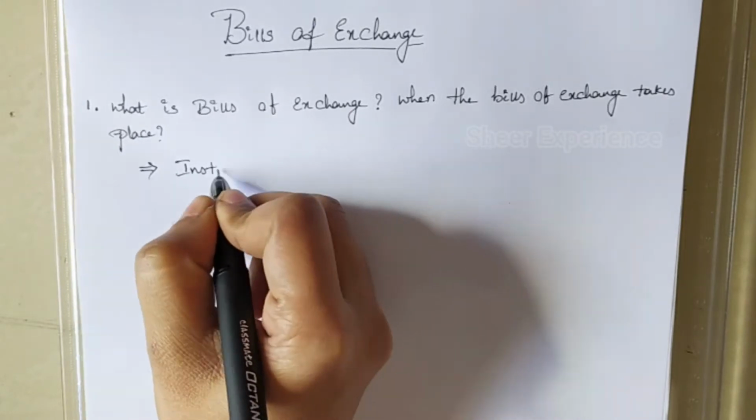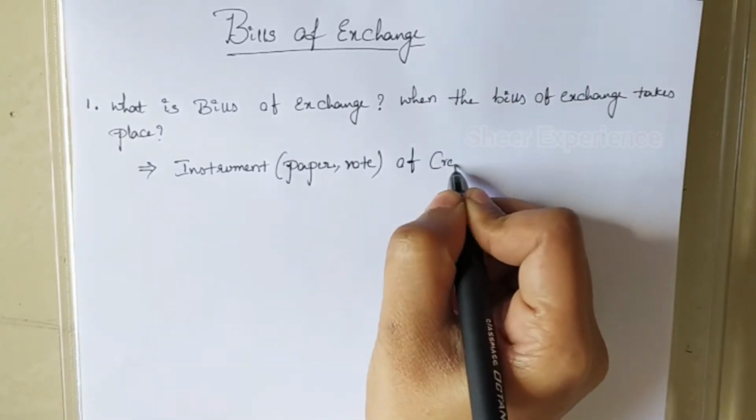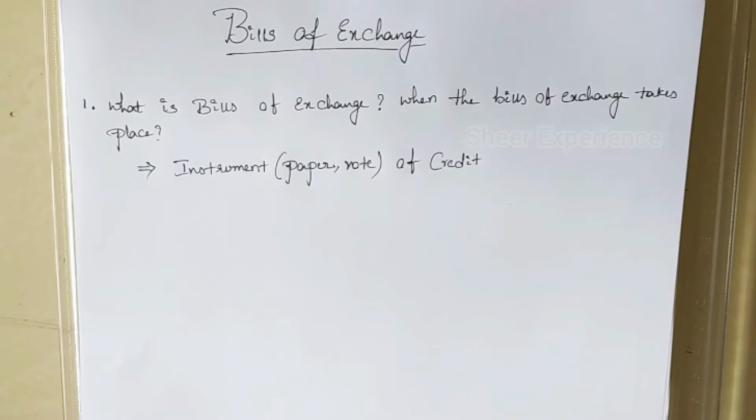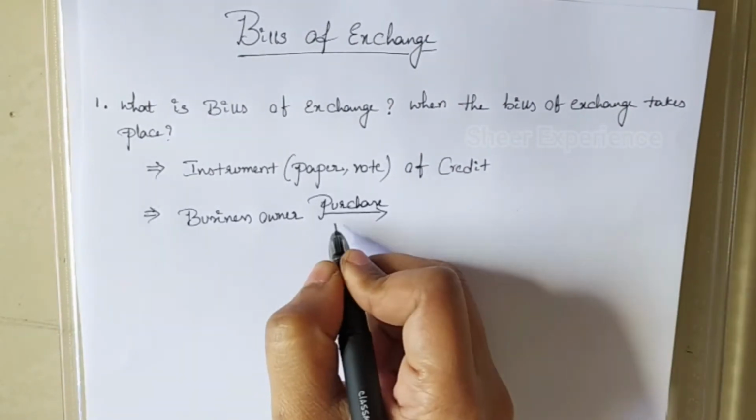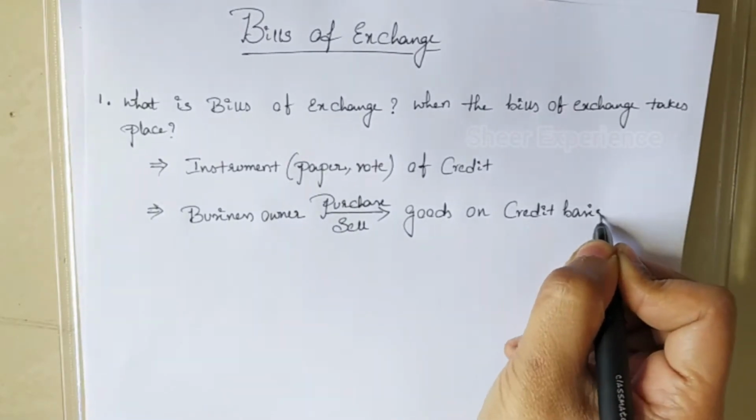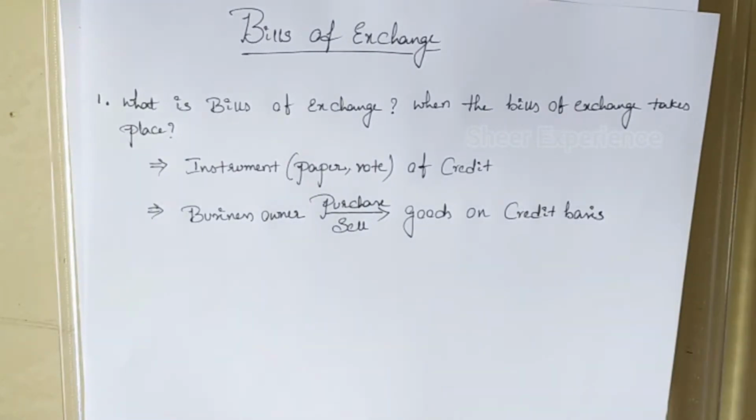This bills of exchange is one of the instruments of credit. Why am I saying it as one of the instruments of credit? Because like bills of exchange, there are other instruments of credit like promissory note.